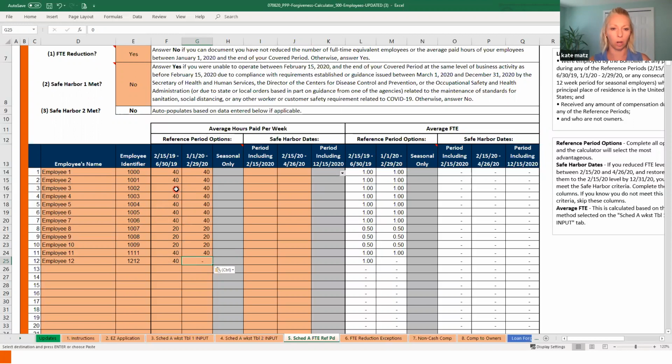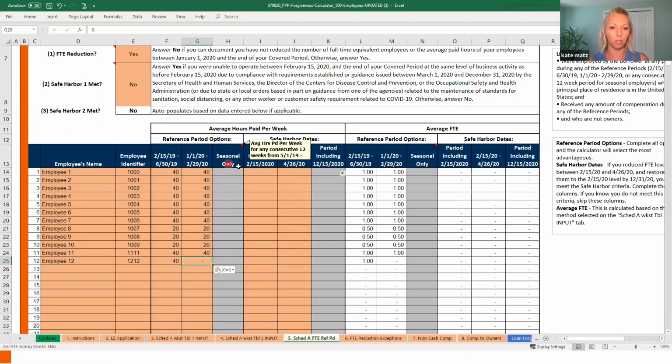Now the calculator is going to go in and it's going to, again, select for us the lowest one because we want that hurdle to be the lowest. This is our reference period that we're going to compare our covered period FTEs back to. So we want our covered period FTEs to be as high as possible in comparison to this reference period. So we want the reference period to be low, so it's the lower hurdle that we're going to have to meet or exceed. So we've got our hours in. That went ahead and calculated for us then these average FTEs for that period.